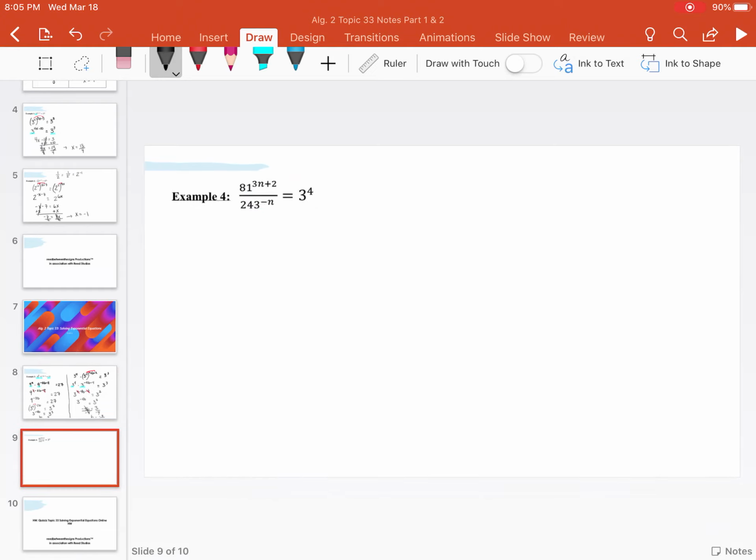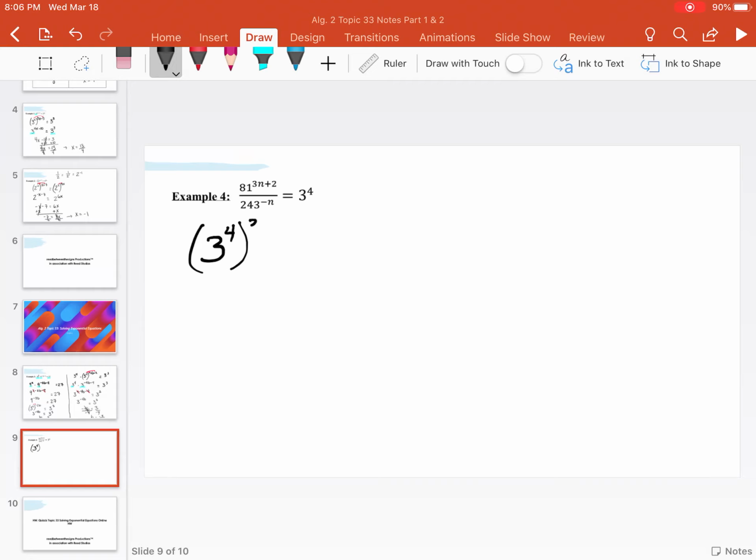Okay, last problem. Here we have 81 to the 3n plus 2 divided by 243 to the negative n power equals 3 to the 4th. So our right-hand side is super handy because it is already set up in this kind of condensed exponent form. We have base and our exponent here. On the left-hand side, that's where we're going to do most of our rearranging. So the smallest common base between 81 and 243 is 3. 81 is going to be 3 to the 4th.